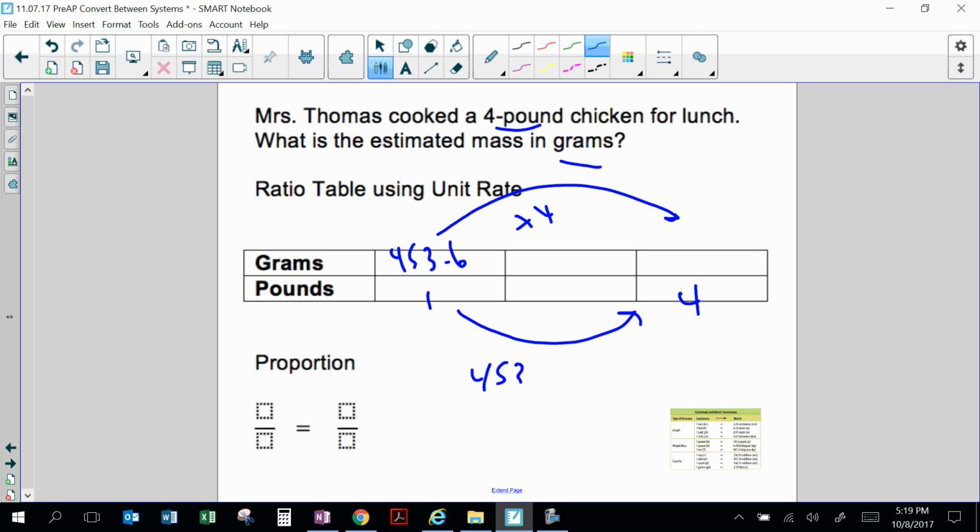If you multiply 453.6 times 4, you get 24 carried to 2. 4 times 3 is 12 plus 2 is 14 carried to 1. 4 times 5 is 20 plus 1 is 21 carried to 2. 4 times 4 is 16 plus 2 is 18. Decimal goes there. So if someone says, I bought 4 pounds of chicken, they really bought 1,814.4 grams of chicken.